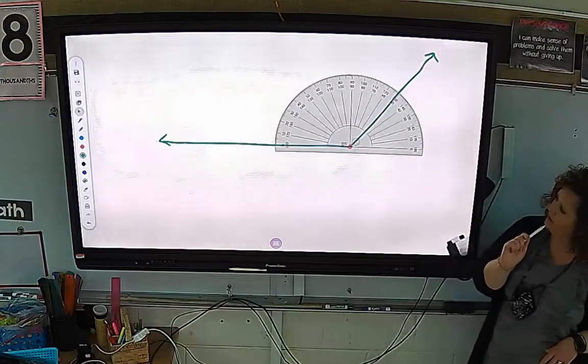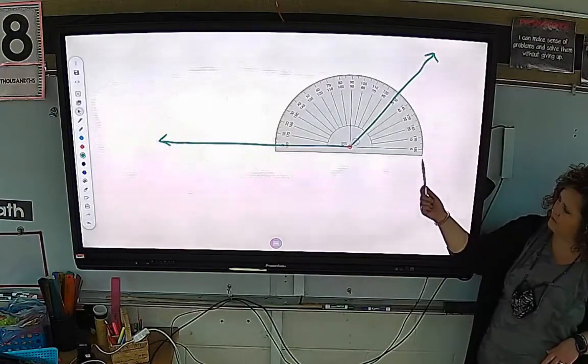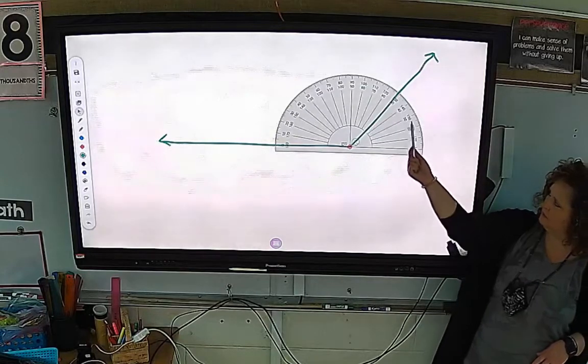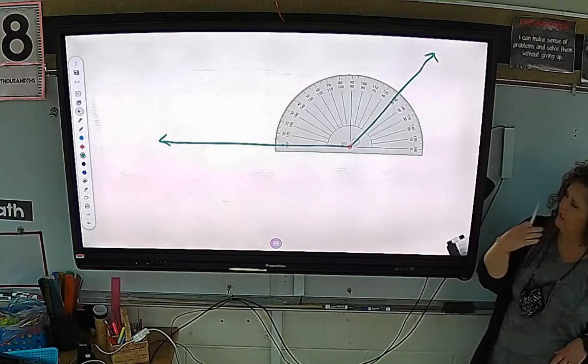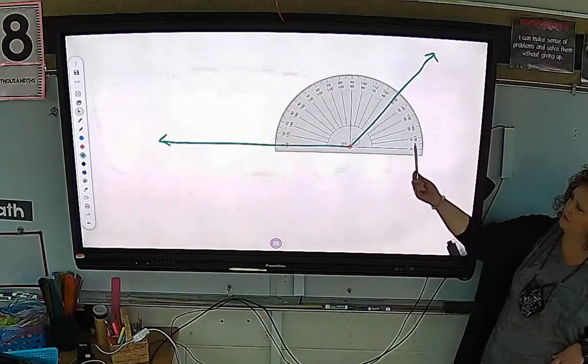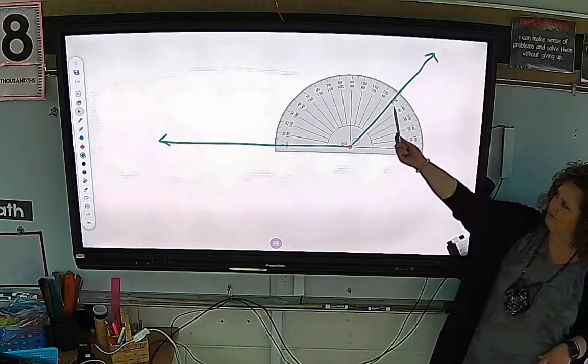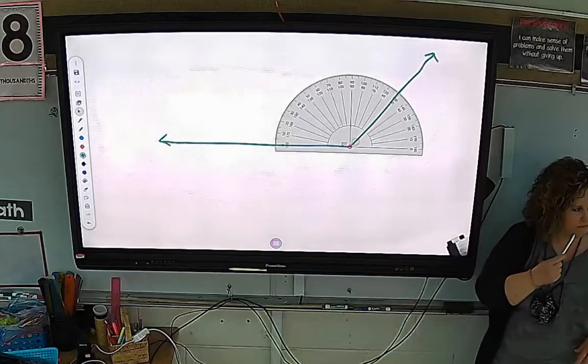All right. Why do you think we're going to use those bottom numbers? Zero starts here, because an acute angle is less than 90. An obtuse angle is over 90. Okay, but watch what happens here. 0, 10, 20, 30, 40, 50. It would have to be the one.